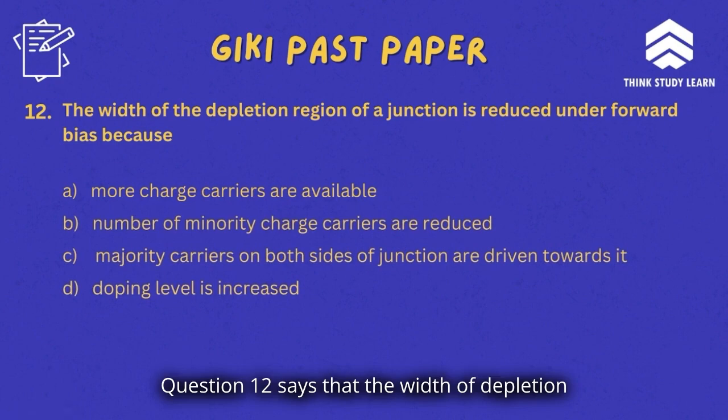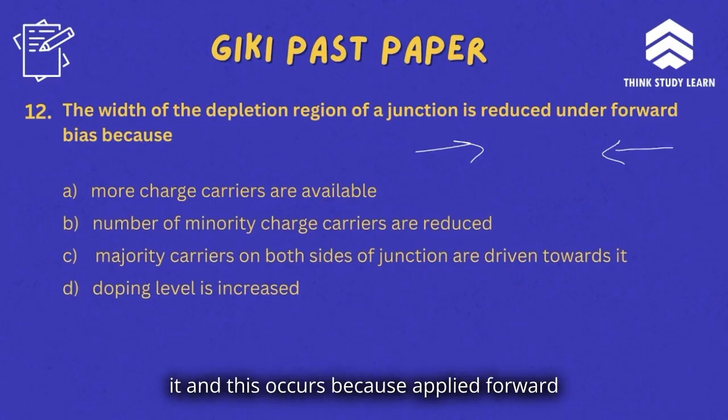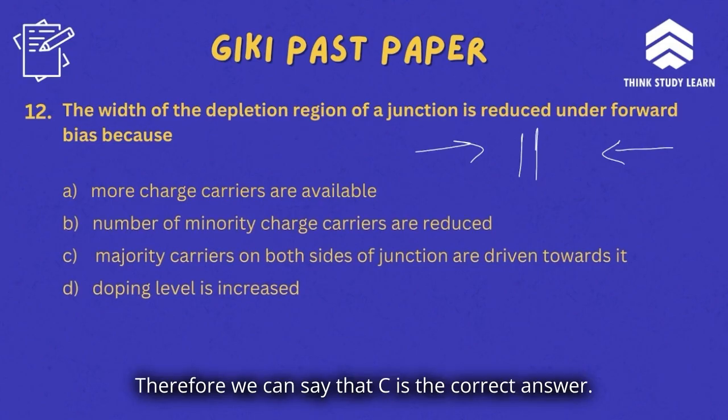Question 12 says that the width of the depletion region of a junction is reduced under forward bias because the depletion region becomes narrow as all the majority carriers move towards it. And this occurs because the applied forward bias voltage reduces the potential barrier, which results in reducing the size of the depletion region. Therefore, we can say that C is the correct answer.